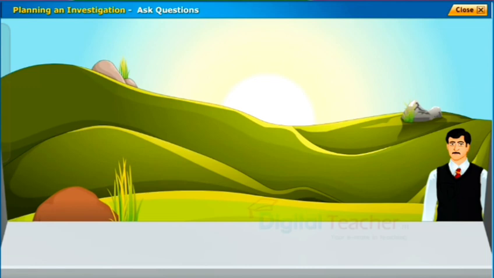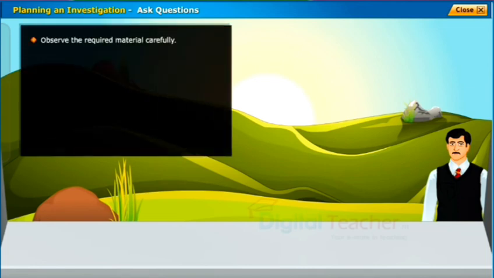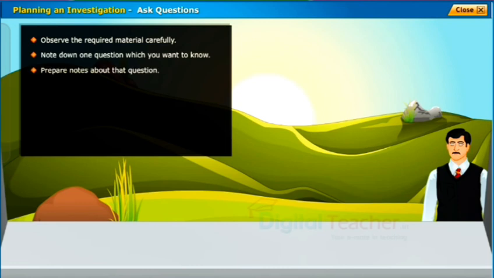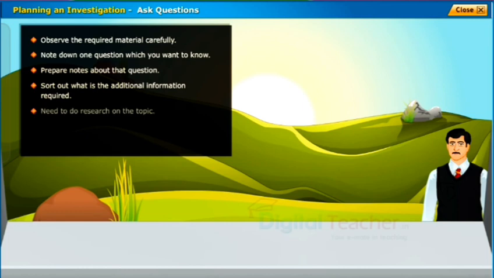Ask questions. Observe the required material carefully. Note down one question which you want to know. Prepare notes about that question. Sort out what is the additional information required. Need to do research on the topic.